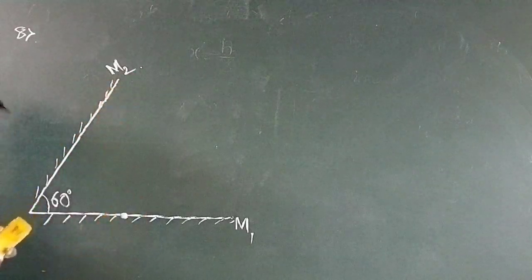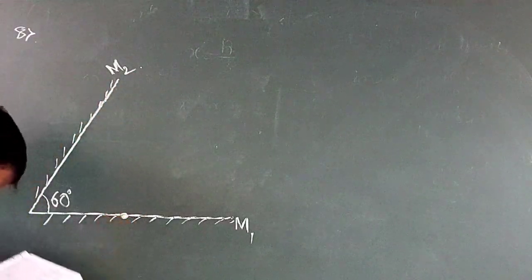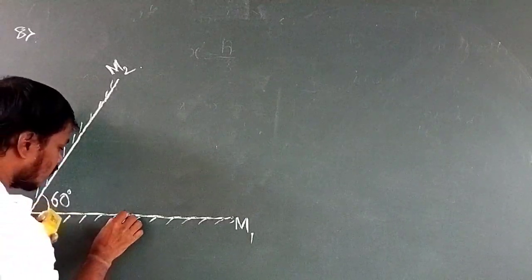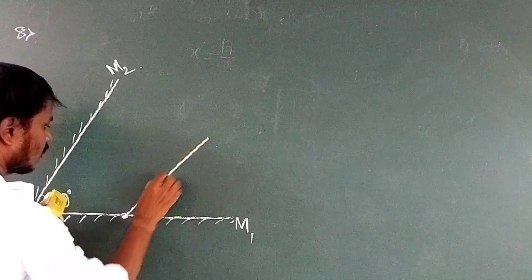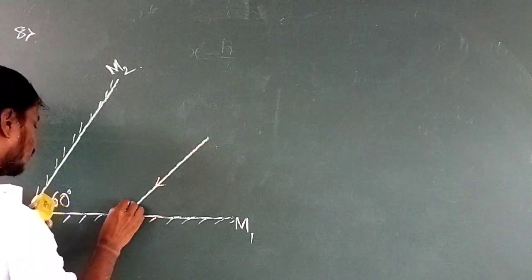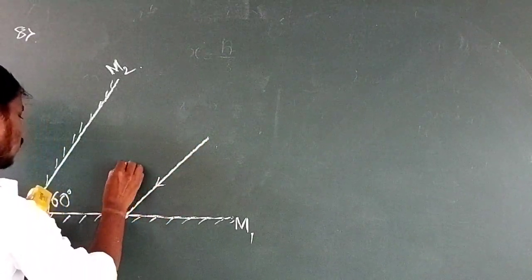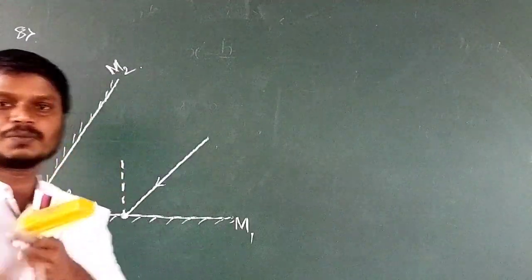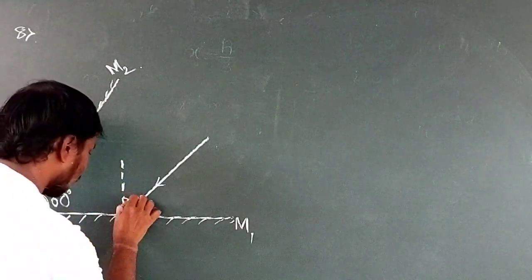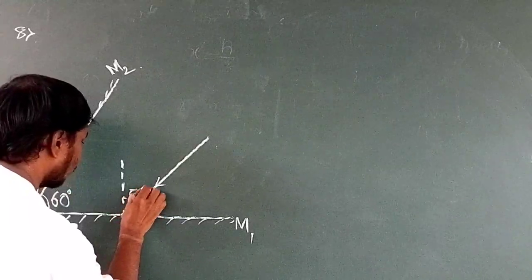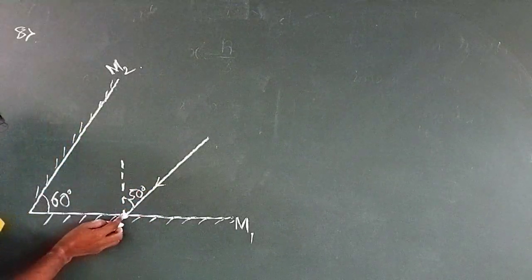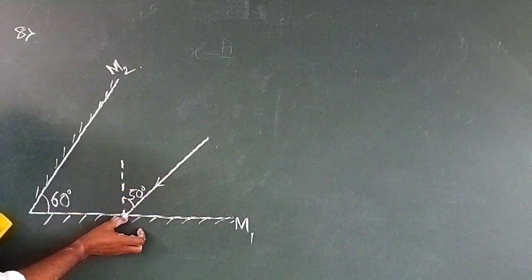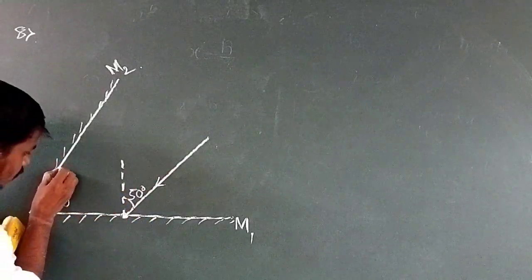Now a ray of light is incident at 50 degree on the middle of one of the mirrors. So what is the angle of incidence here? 50 degree. In order to show the angle of incidence, we have to draw the normal at the point of incidence. This angle of incidence is how much? 50 degree. Then when this ray of light is incident at the middle of the mirror, it undergoes reflection.